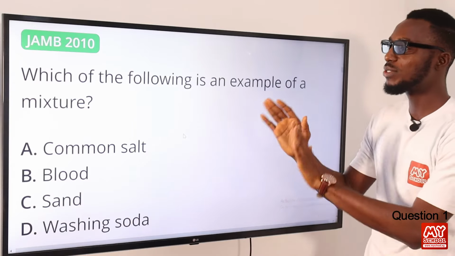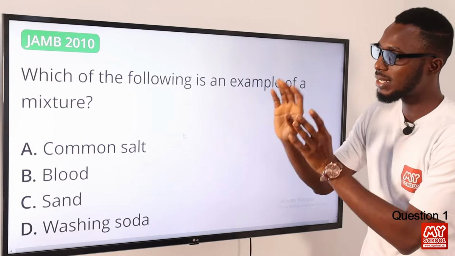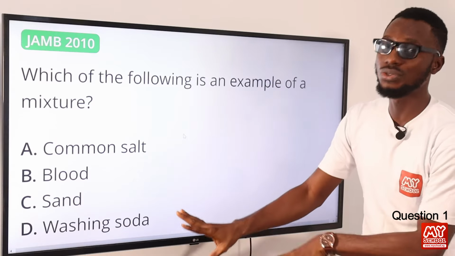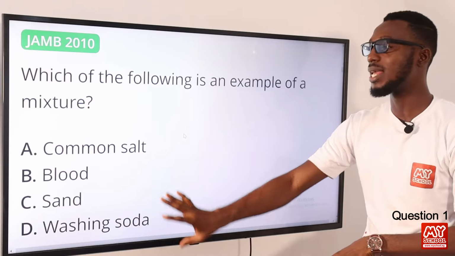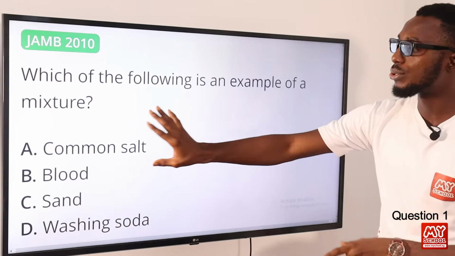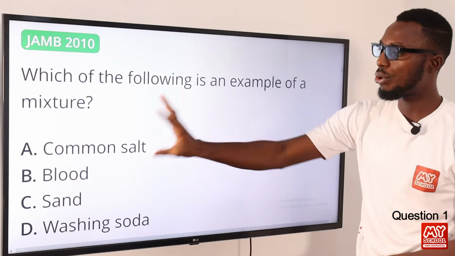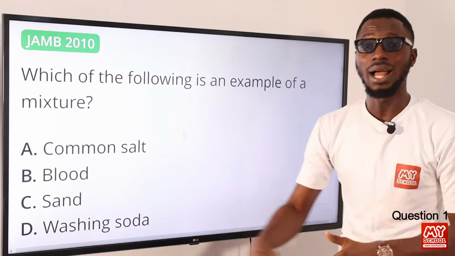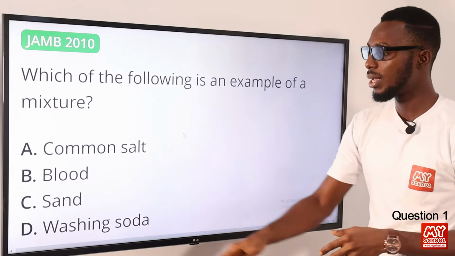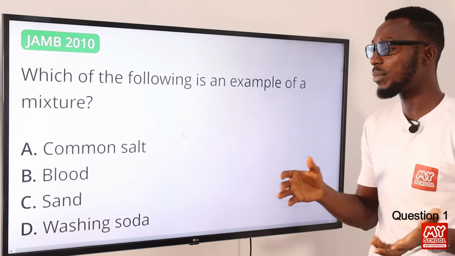All right, so let's go back to the options we have here. If you look at common salt, sand, and washing soda, these are compounds. They are chemically combined together. Common salt contains sodium and chlorine, so that's why you have sodium chloride for your common salt. Sand is silicon and oxygen. Washing soda is Na2CO3 for the chemical formula.